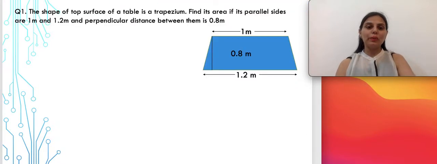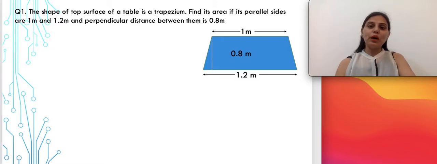Let's begin with question number 1. In question number 1, it says the shape of the top surface of a table is a trapezium. We need to find its area if the parallel sides are 1 meter and 1.2 meters, and the perpendicular distance between them is also given, which is 0.8 meters.